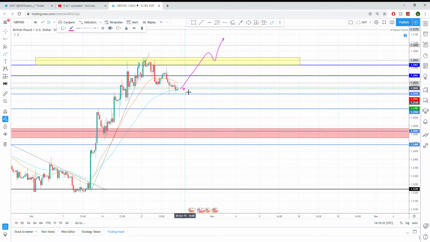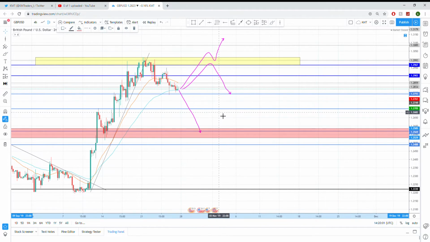Now for the second route: if that fails to close above and we're seeing wicks to the upside, we will see rejection in this area, and then a push to the downside to test our red zone. Now, if price continues to fall to the downside and doesn't reach this area, we're looking for price to reach our red zone, and this is at confluence with our weekly level as well. This area is between 1.2585 and 1.2529.